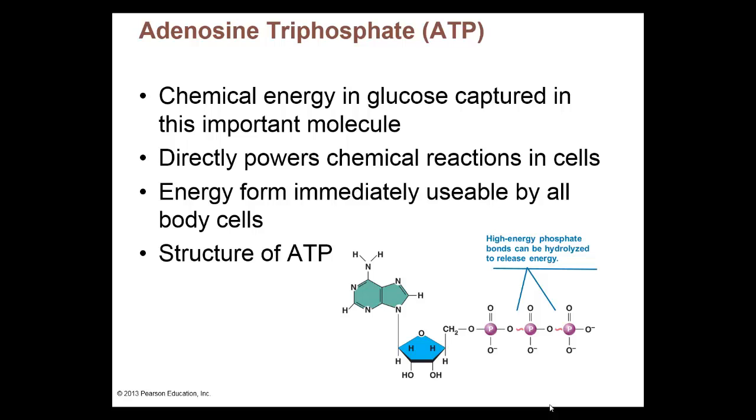So if I break this last phosphate off, what does ATP become? ADP, adenosine diphosphate. Now, you can break two phosphates off. What do you think it would become? It'd be the monophosphate. Now, my little note, generally that doesn't happen.